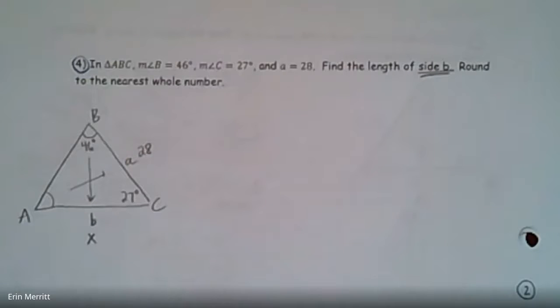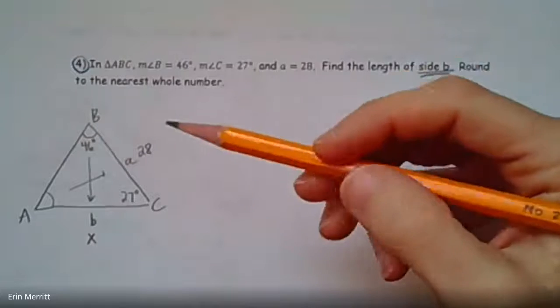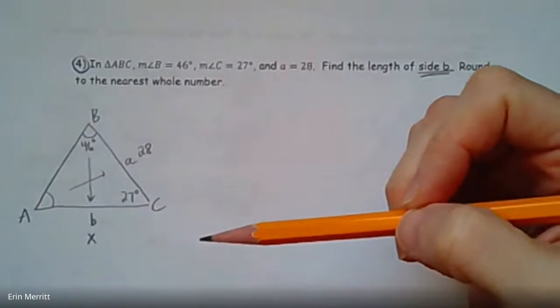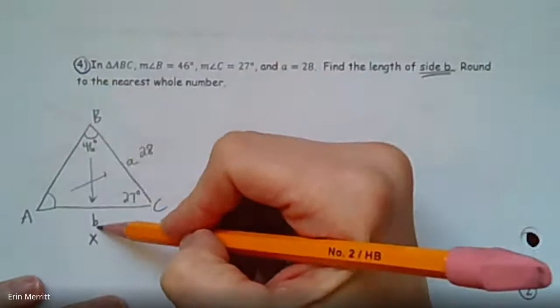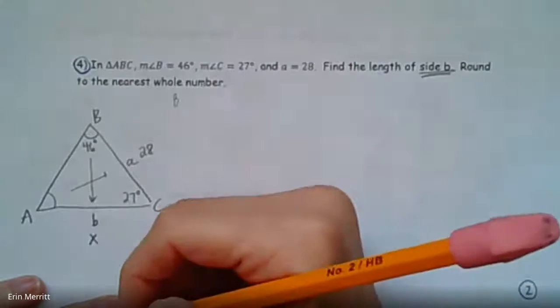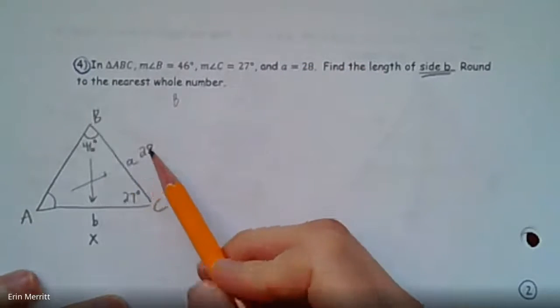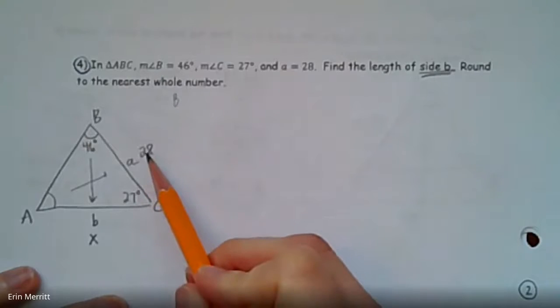When you look at a question like this, what we have to remember is for you to be able to set this up correctly, I need the angle and I need the side opposite. So when you look at this, I have angle B and I'm looking for the side opposite. So I want to use B. I have angle C and I have side A.